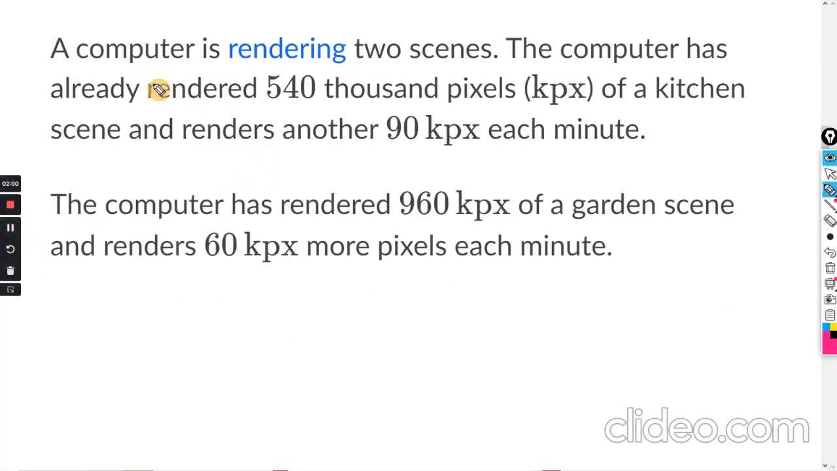Alright, so the first computer, it starts at 540 kpx. That's kilopixels, or 1,000 pixels. So we're going to start with 540. That's kpx. And then we're going to add 90 kpx each minute. So that's going to be 90 kpx each minute, so it's per minute.